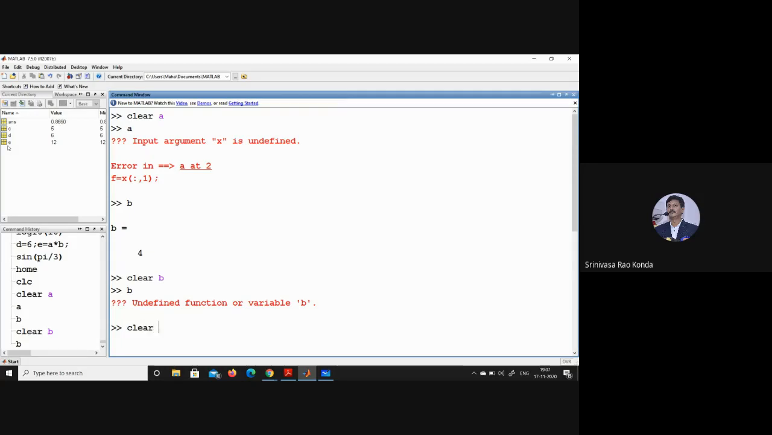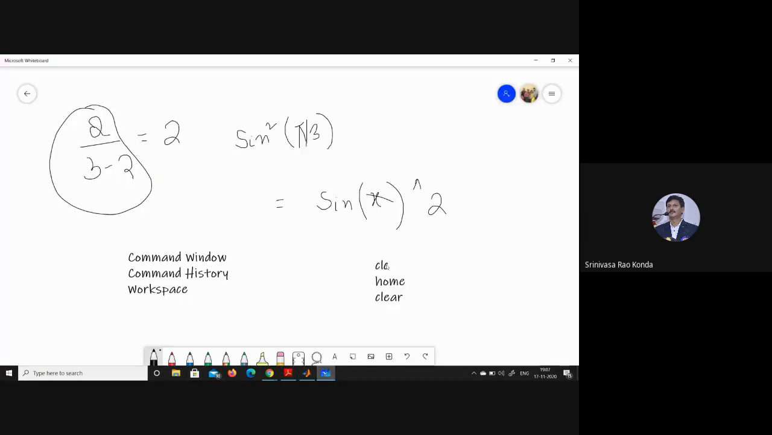Suppose clear. If you give clear, what will happen? There is no running variable. So no variable is present in the workspace. Clear eliminates the running variables in the current workspace. It clears the memory, otherwise you can say like that. Now the question is about another similar command: CLC, home and clear.